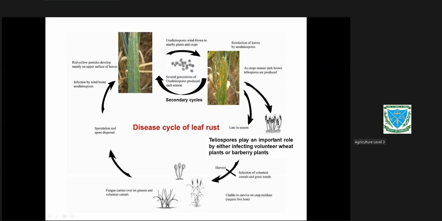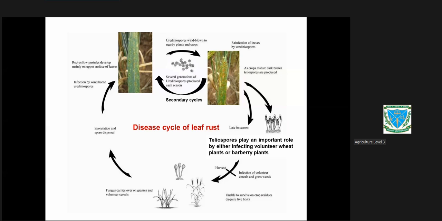Once you harvest, what will happen? Because this teliospore plays an important role for the perpetuation or survival of the pathogen in absence of the host. They usually live on the barberry plant. There is a plant, the source of primary inoculum, barberry plant. So as I told you earlier, basidiospore or pycniospore, they are produced on the barberry plant. But uredospore and teliospore, these two spores are produced on the wheat plants.